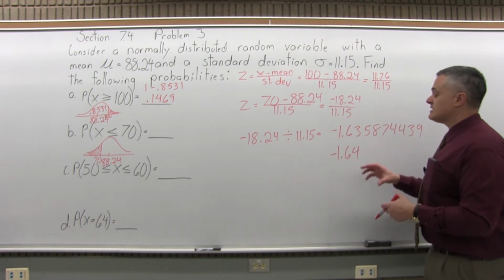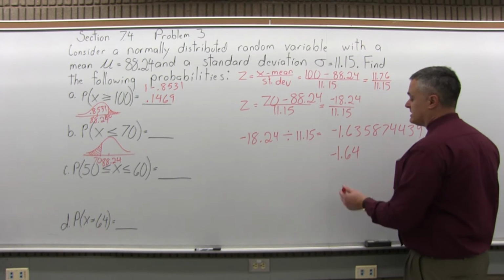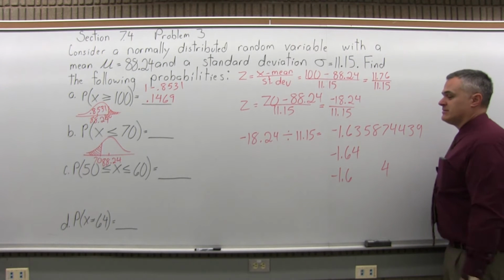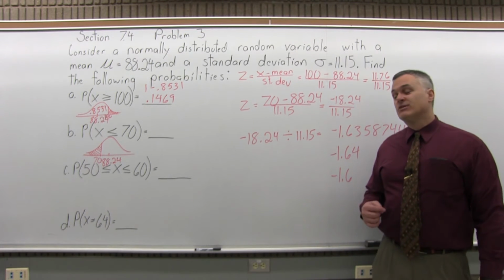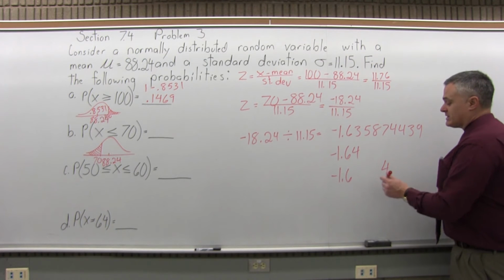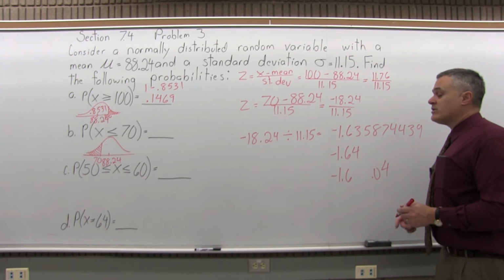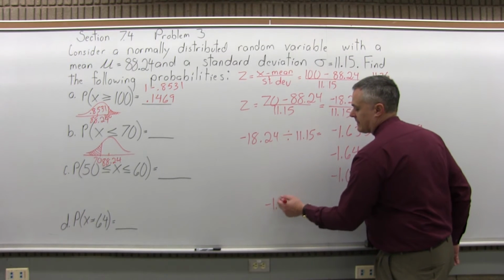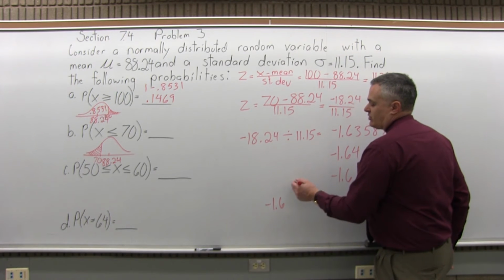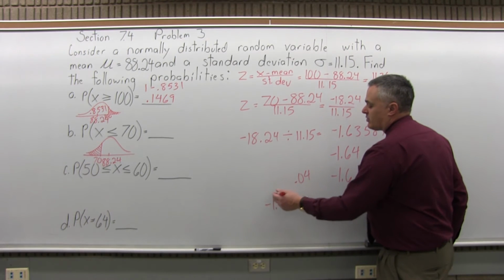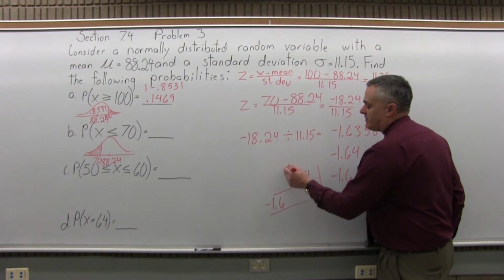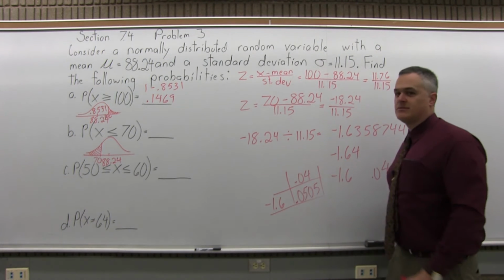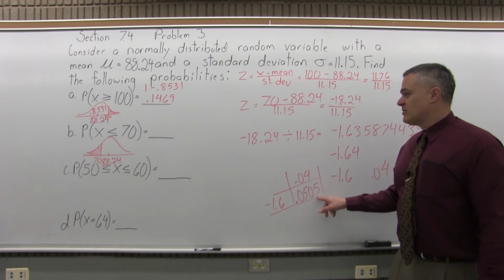The step after that is to split the number into two parts by pulling off the rightmost digit. So I'll have a negative 1.6. The 4 gets pulled off to the side. After that, you put a 0.0 in front of the rightmost digit that you pulled off. So now when I go to the chart, I'm going to go to the negative 1.6 row, and then look in the 0.04 column. They will intersect at 0.0505. That's the number from the chart.